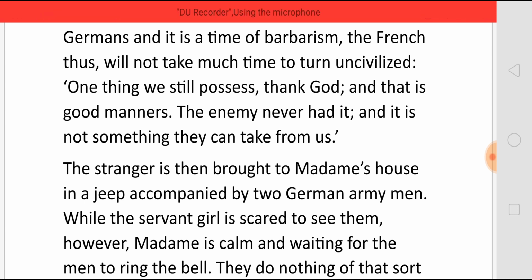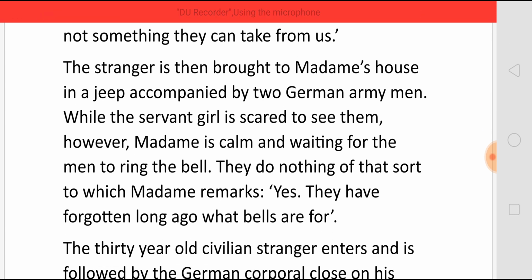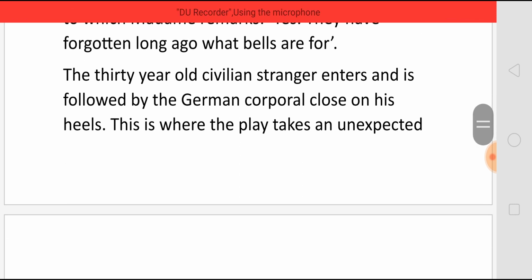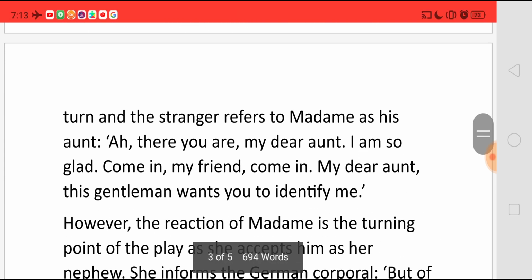The stranger is then brought to Madam's house in a jeep accompanied by two German army men. While the servant girl is scared to see them, Madam is very cool and is waiting for the men to ring the bell. They do nothing of that sort, to which Madam remarks, "Yes, they have forgotten long ago what bells are for." The 30-year-old civilian, a stranger, enters and is followed by the German corporal close on his heels. This is where the play takes an unexpected turn.